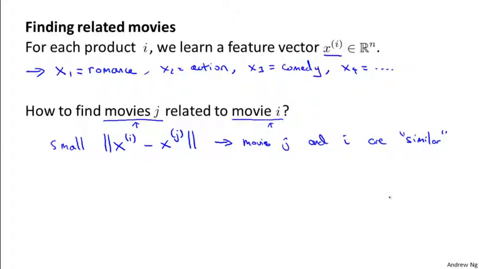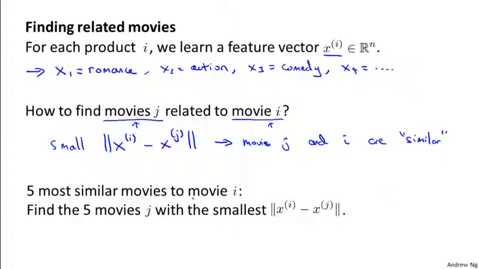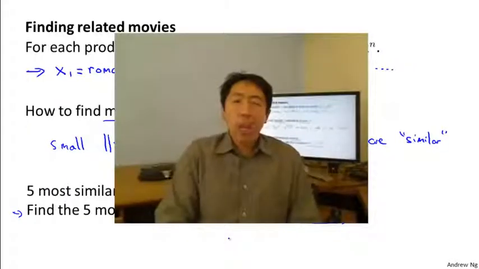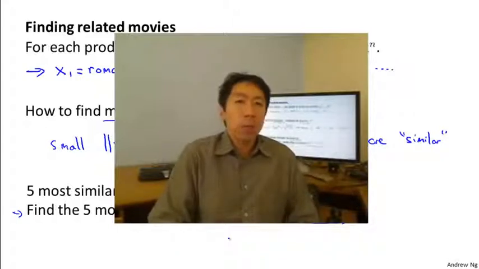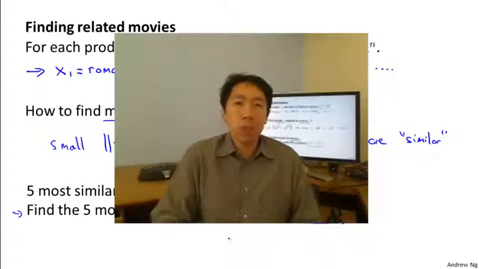So just to recap, if your user is looking at some movie i, and if you want to find the 5 most similar movies to that movie in order to recommend 5 new movies to them, what you do is find the 5 movies j with the smallest distance between the features of these different movies. And this could give you a few different movies to recommend to your user. So with that, hopefully you now know how to use a vectorized implementation to compute all the predicted ratings of all the users on all the movies, and also how to use learned features to find what might be movies or what might be products that are related to each other.